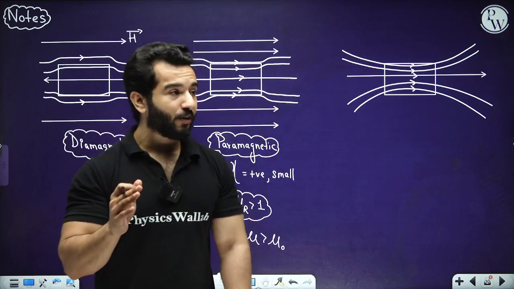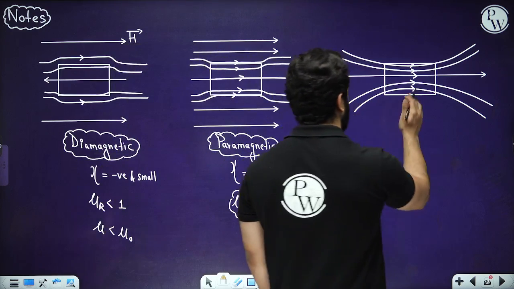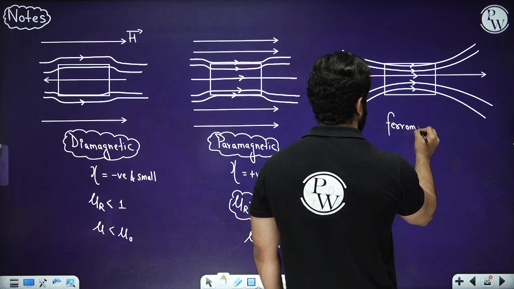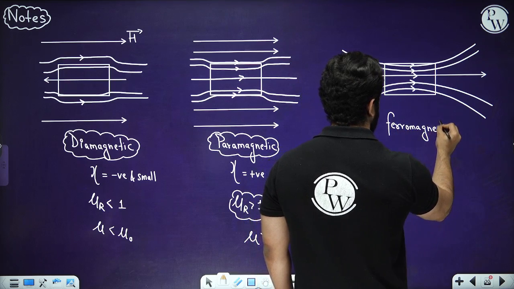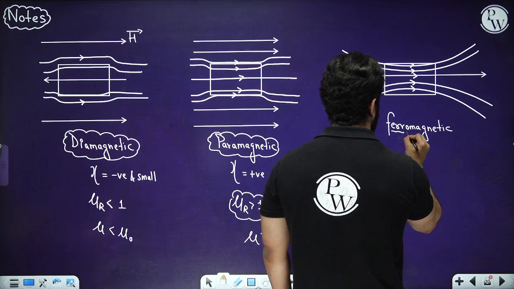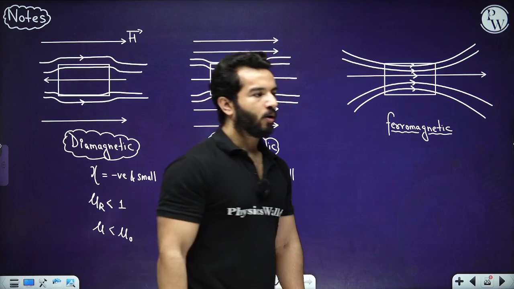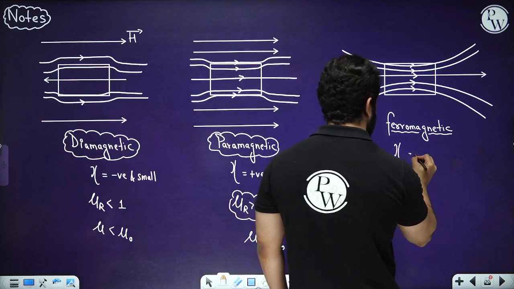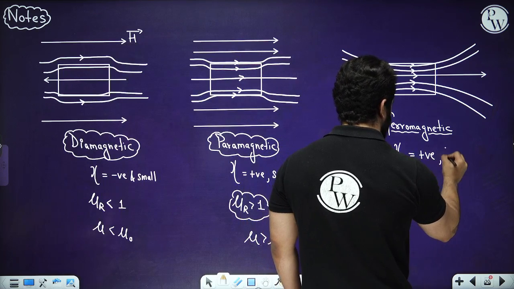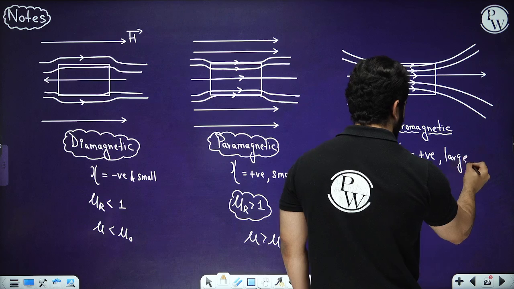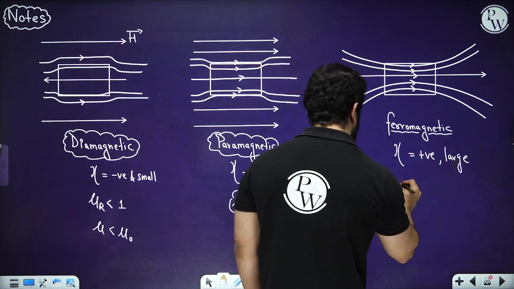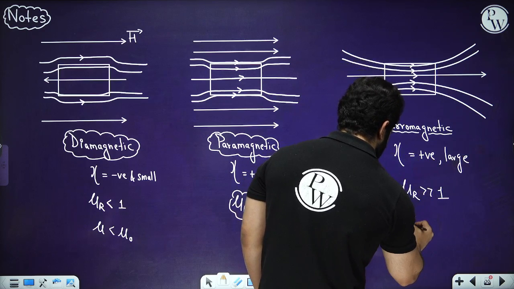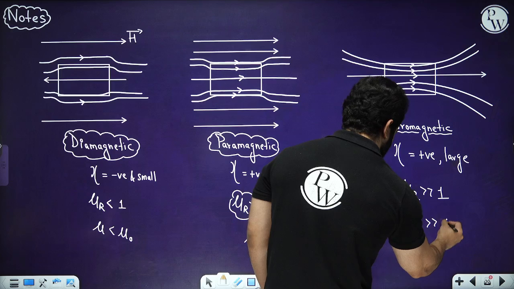When the magnetizing field is strongly getting attracted towards the material, this is going to be called a ferromagnetic material. Alright, so in ferromagnetic materials, we know that magnetic susceptibility value is positive and large. So you will have big values of chi, relative permeability will be far greater than 1, and absolute permeability will also be far greater than mu naught.